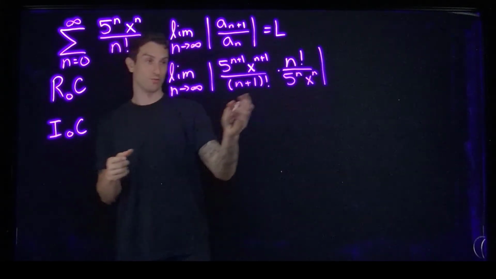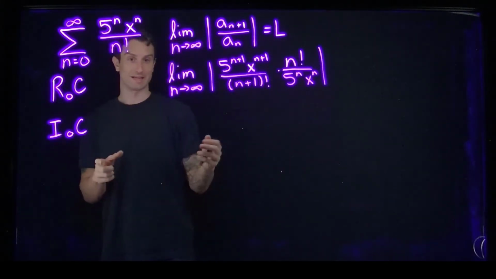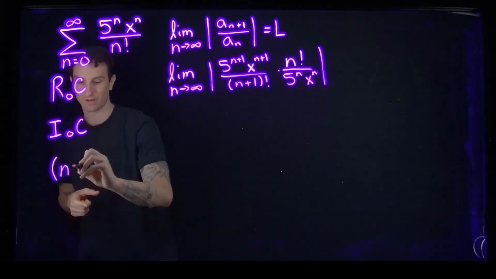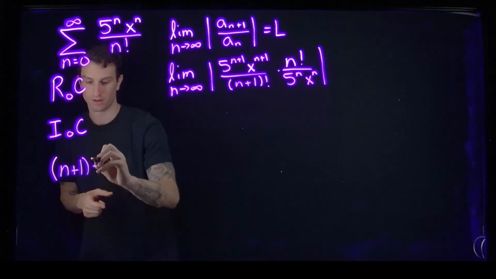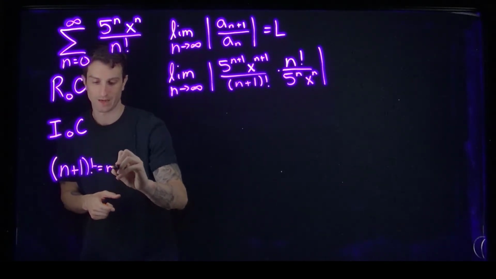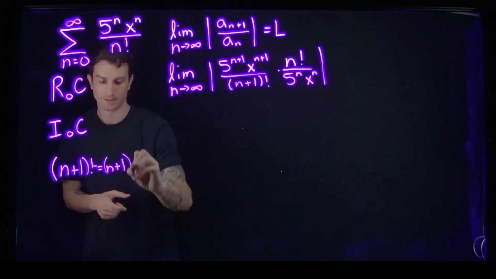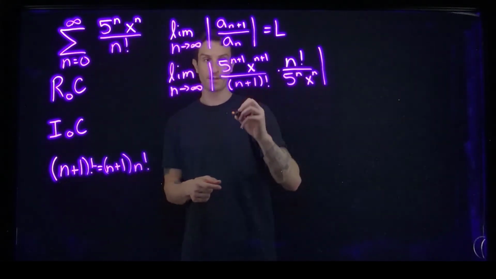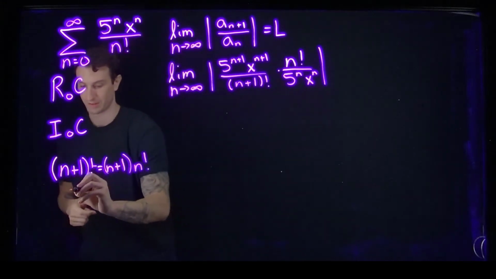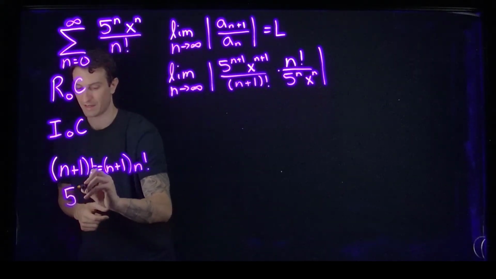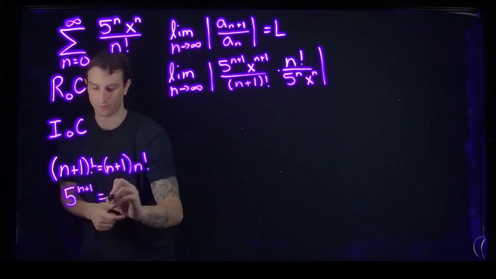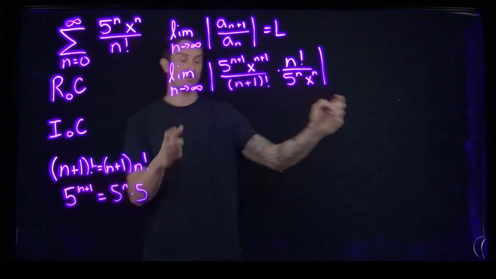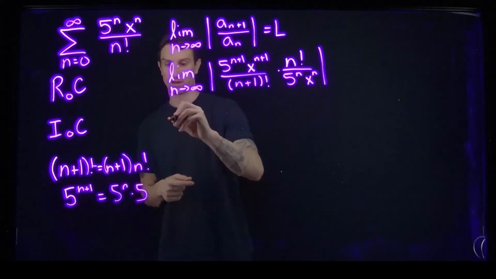And hopefully, right, we've done one of these before. We know what's going to cancel out. I'll write some notes in case we forgot, right? We know that n plus 1 factorial is equal to n plus 1 times n factorial. So that's a nice cancellation here, right? And we also know, just as a reminder, 5 to the n plus 1 is equal to 5 to the n times 5. Right, so we have a bunch of stuff that's going to cancel out.